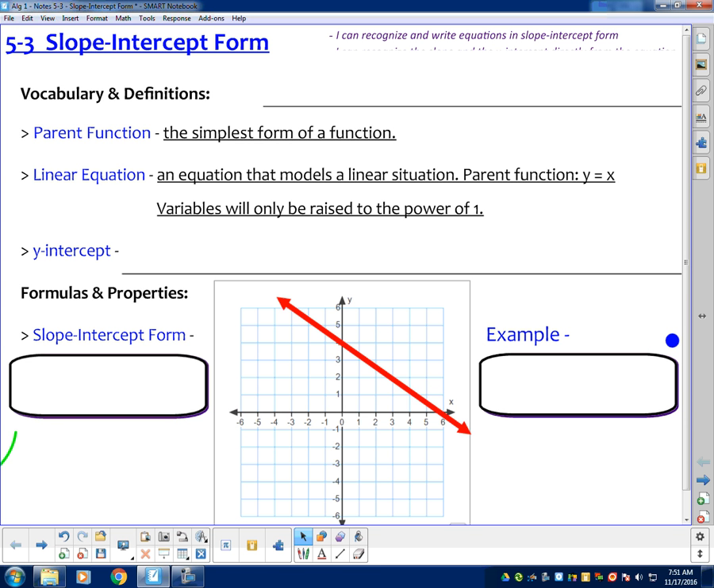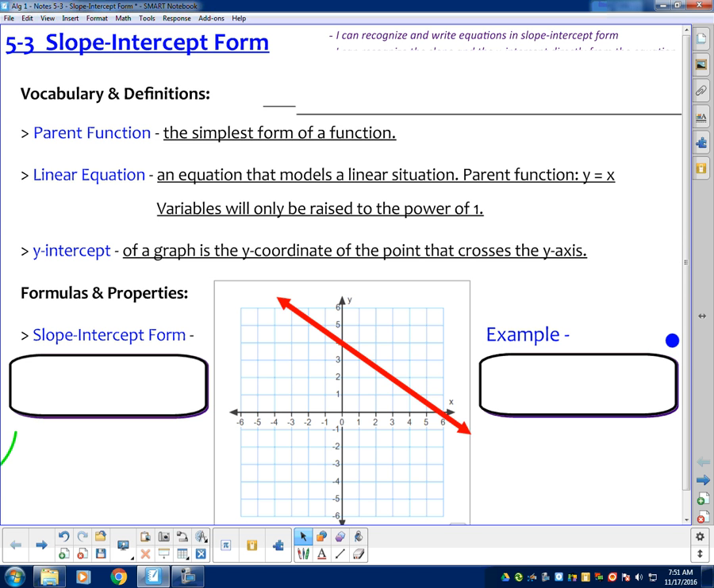Y-intercept. The y-intercept of a graph is the y-coordinate of the point that crosses the y-axis. So when the equation of the line crosses the y-axis, we call that the y-intercept.